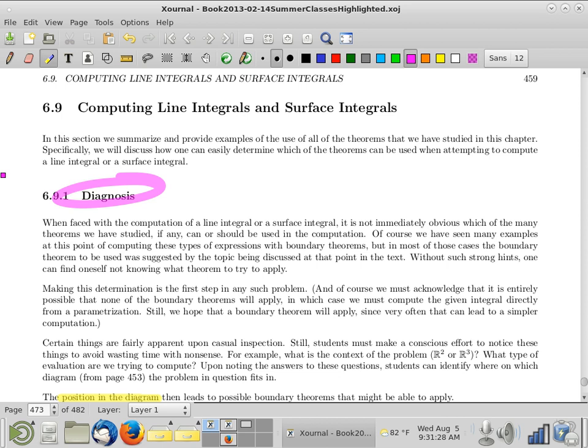And the very first part of that is to figure out, given what you have been asked to compute, be it a line integral or a surface integral, line integral in R2, R3, whichever it might be, where are we in which diagram? And that's the very first thing to notice.